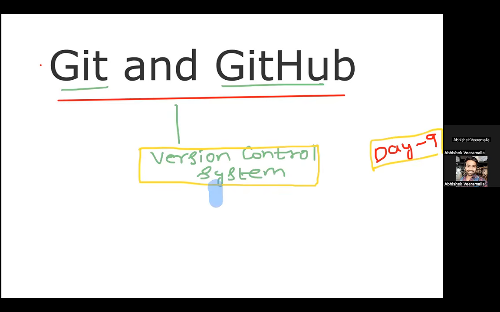So let's try to understand why version control system has become very popular. The primary concept of version control system is two things. It addresses two major problems. Problem number one is sharing of code, and problem number two is versioning. So let's try to understand both of them.